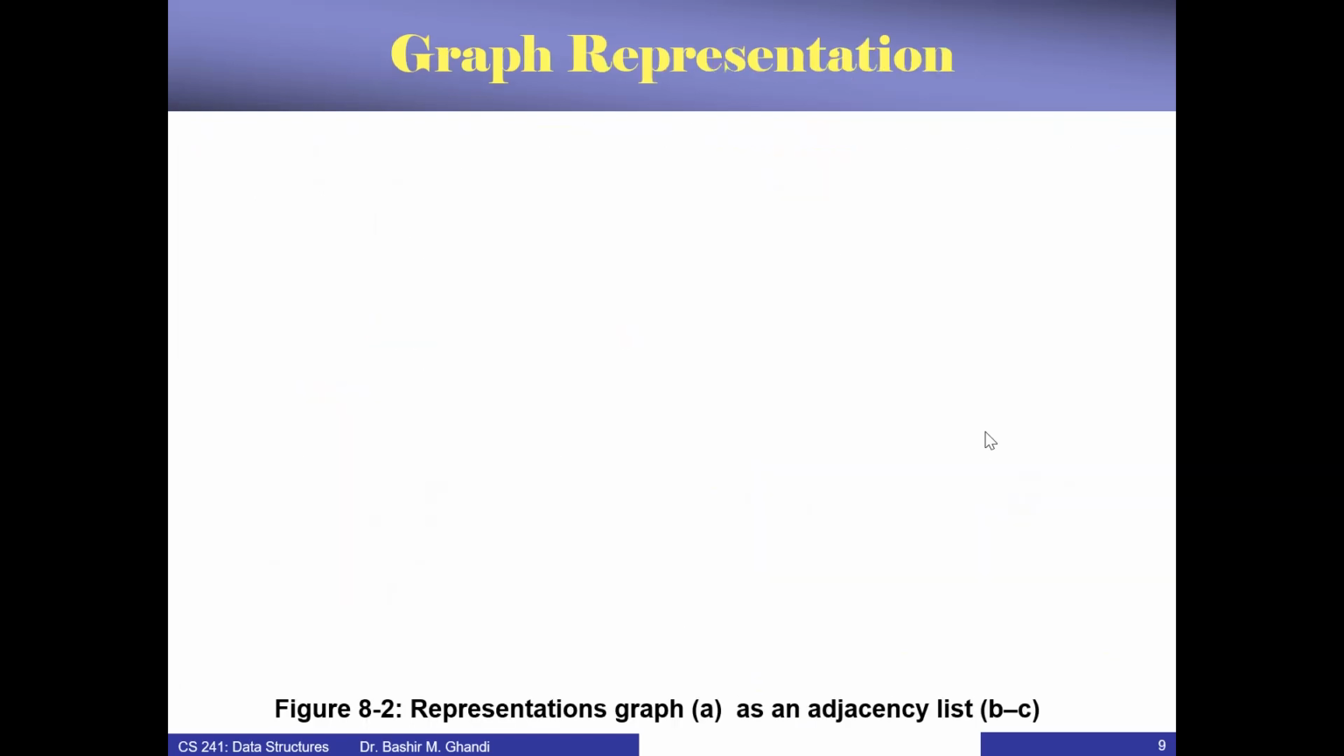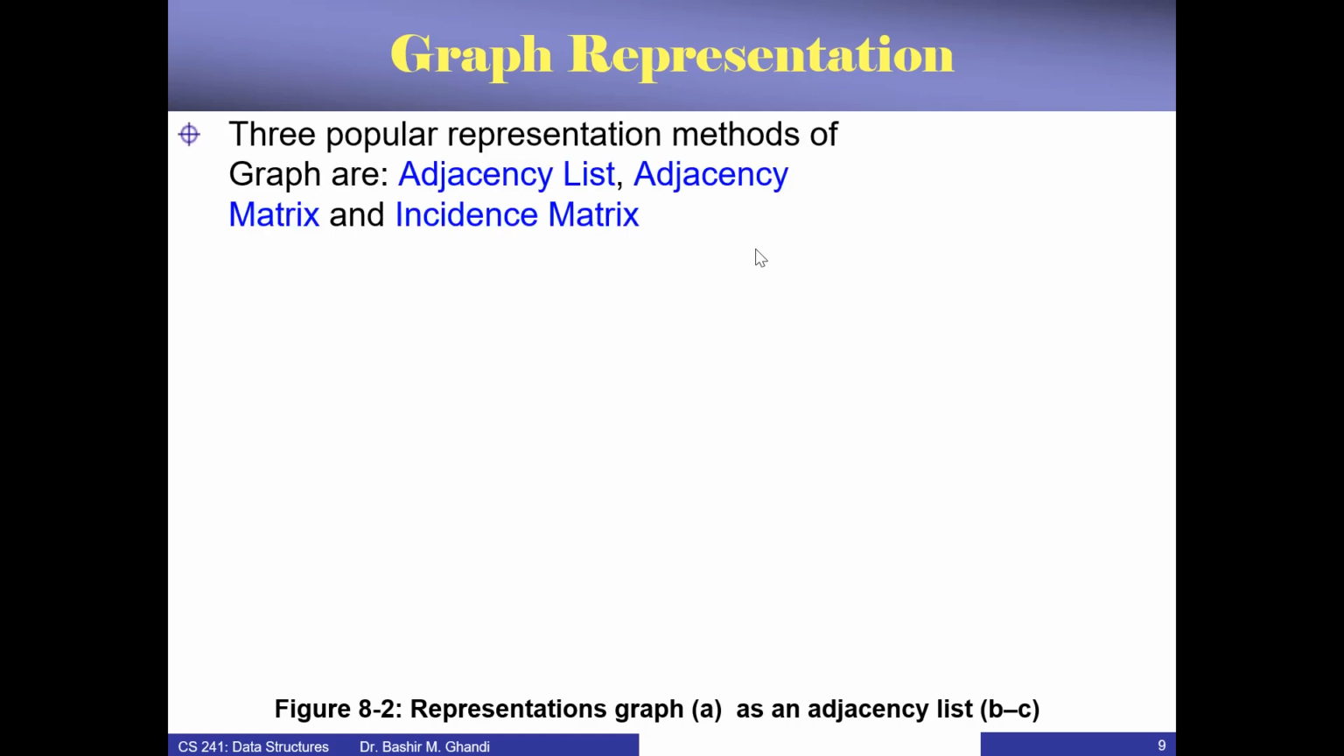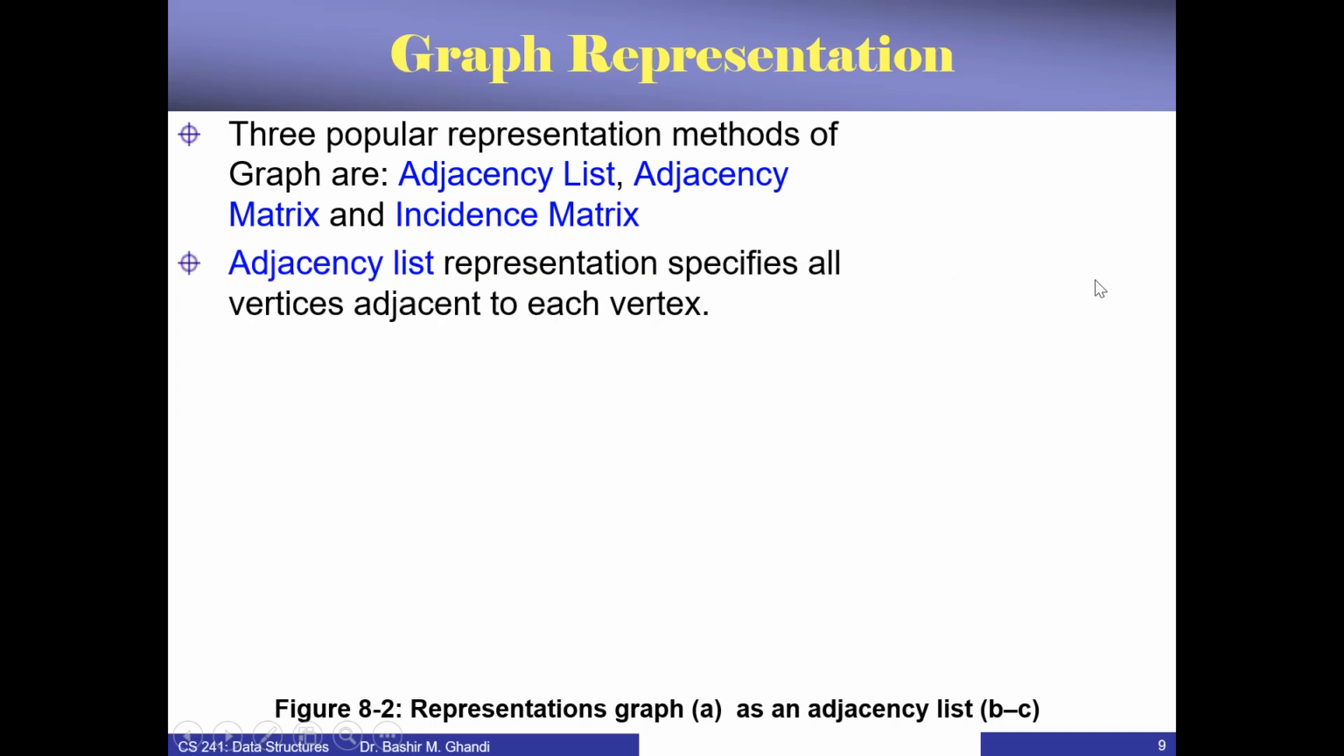Okay, now the next topic we're going to consider is representation of graphs. How do you actually represent a graph in your program? There are 3 popular representation methods, and they are called adjacency list, adjacency matrix, and incidence matrix. We will explain each of them, and then I will tell you the one we're going to adopt in our lab. It's actually going to be adjacency list. So let's start with adjacency list.